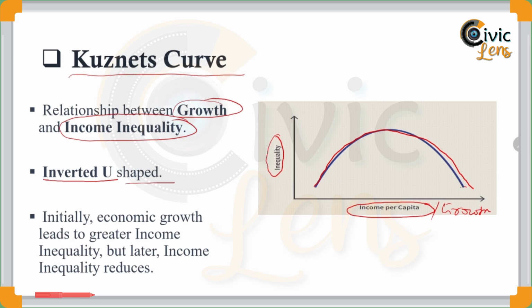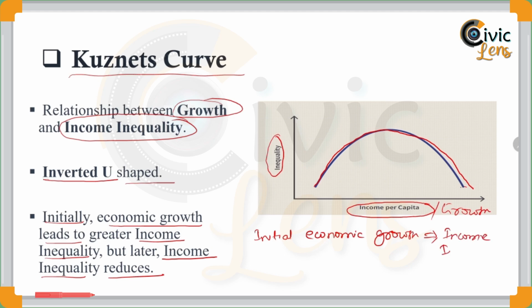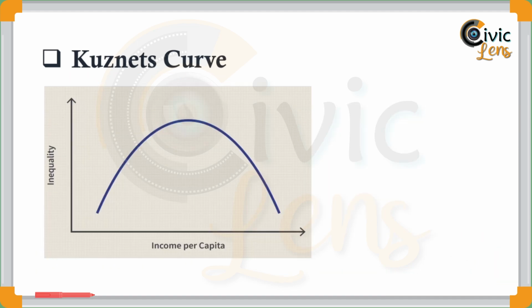So what is the hypothesis of Kuznets curve? It says that initially economic growth leads to greater income inequality, but later income inequality reduces. So if I put it in simple terms, it says that initial economic growth will lead to higher income inequality, right? But later economic growth will lead to lower income inequality. So this is what this statement is saying, right? Now let's understand this in a bit detail.